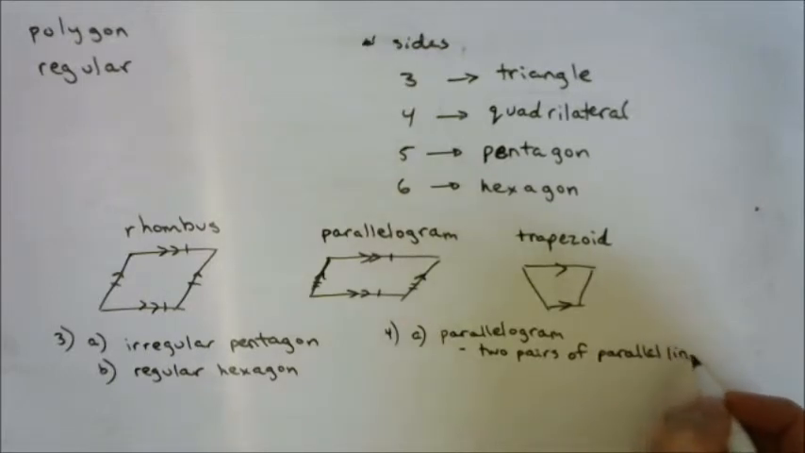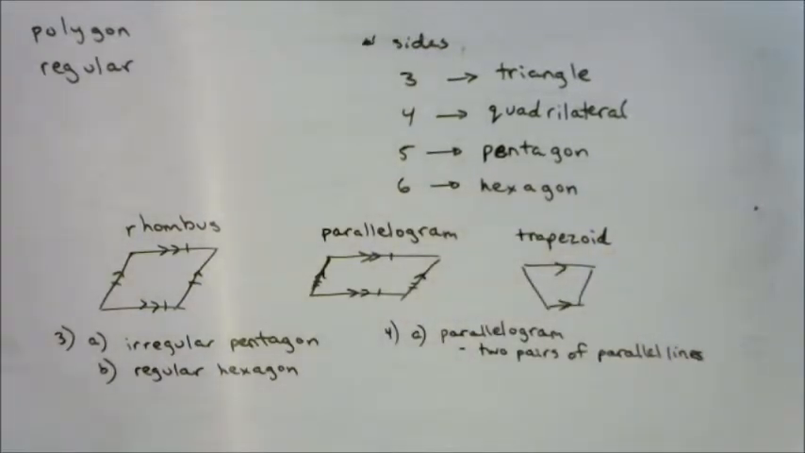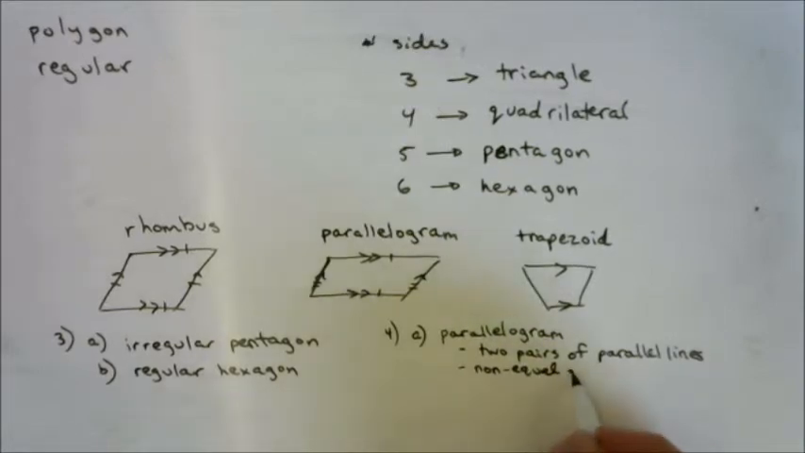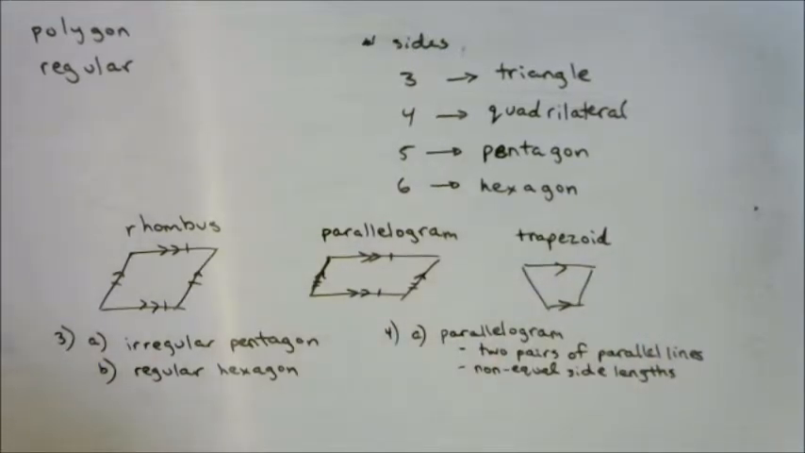Why is it not a rhombus? Because that's true of a rhombus as well, right? A rhombus has equal length sides. Okay, so this one does not have equal sides. This has non-equal side lengths.